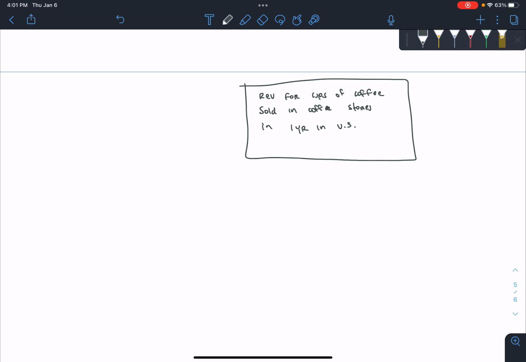There's multiple approaches, and even within the approaches, there's different levels of granularity in order to get to your answer. The approach that I'm going to go through here is the top-down approach. We're going to start with our question, which is the revenue for cups of coffee sold in coffee stores in 1 year in America. I'm going to break that down into its pieces, drilling down as far as I can, and then work our way back up with our calculations.